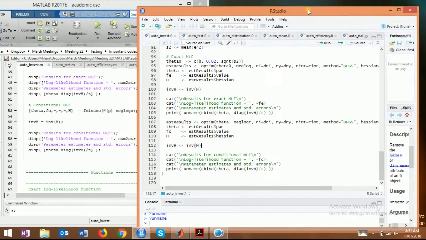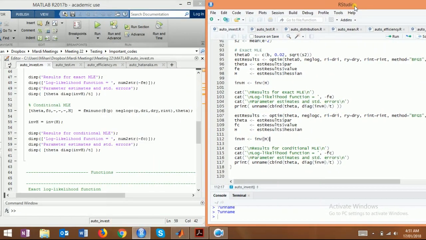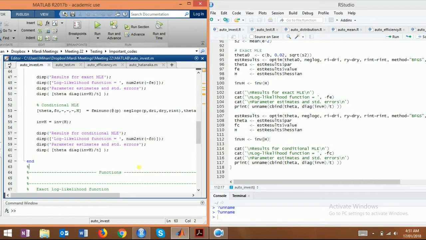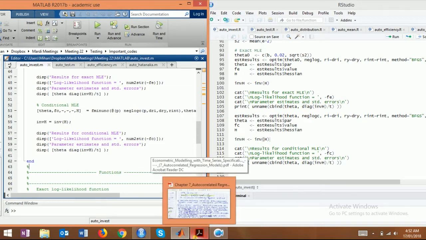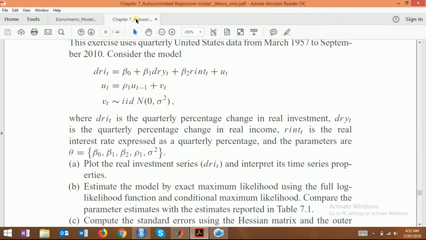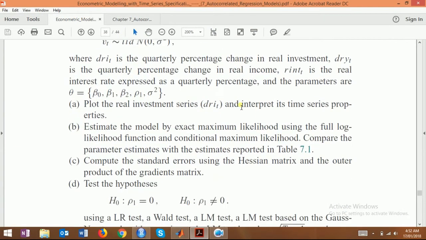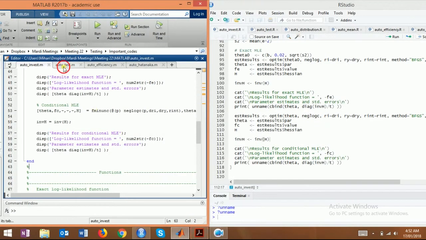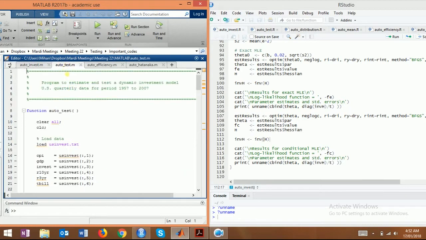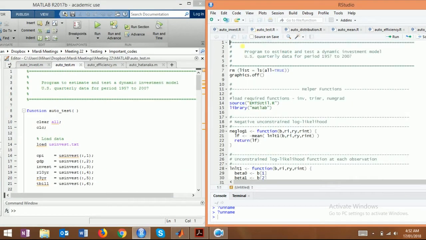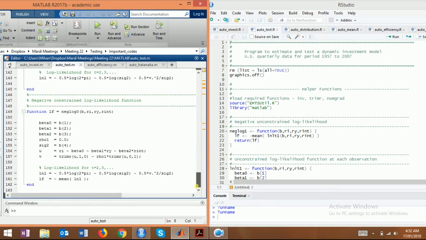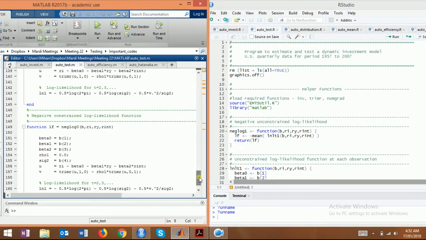Looking into this command, is function. So unname. Remove names. Okay. So this was the US investment example. Pretty simple. Then the third one. Then we do LR, Wald and LM test on this problem. So let's move into the auto test. And how is this different? It's the same thing. We are coming up with two functions. Fine. No changes.